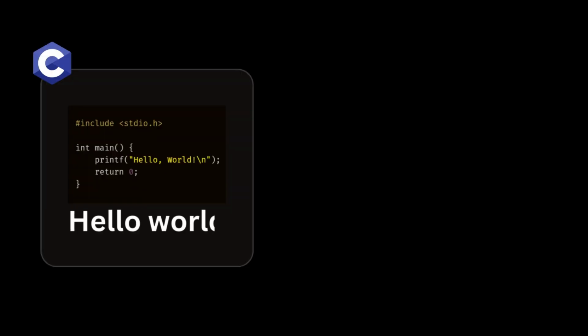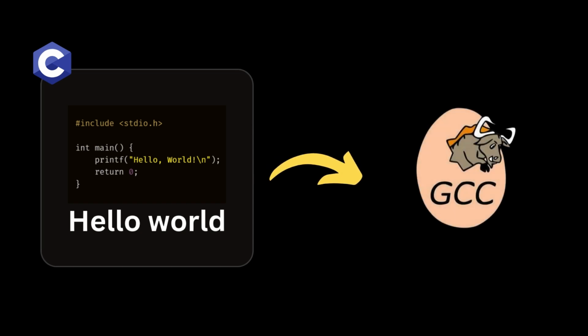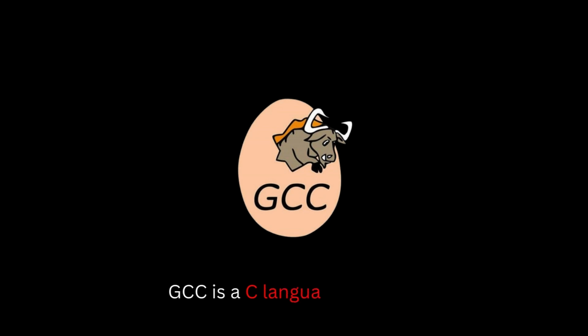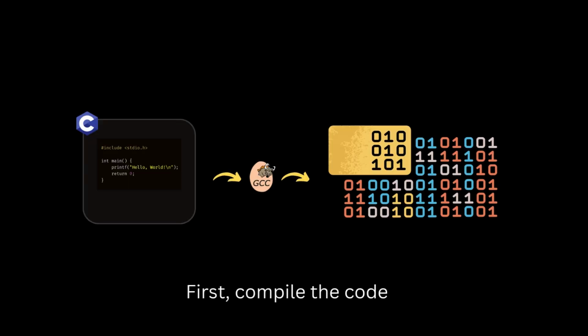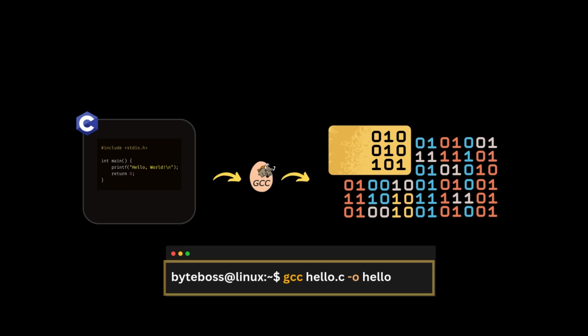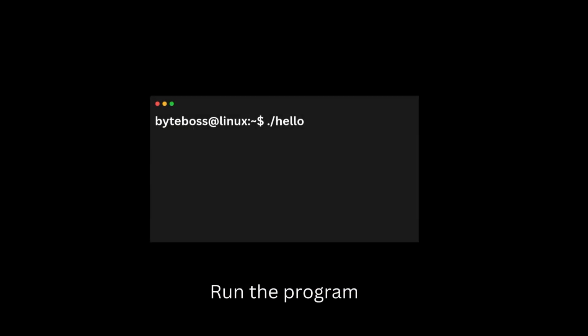Let's start by building and testing a simple Hello World program using GCC. GCC is a C language compiler and commonly used on Linux-like systems, even on Windows as well. First, compile the code with this GCC command. Then run the program. It will print Hello World.